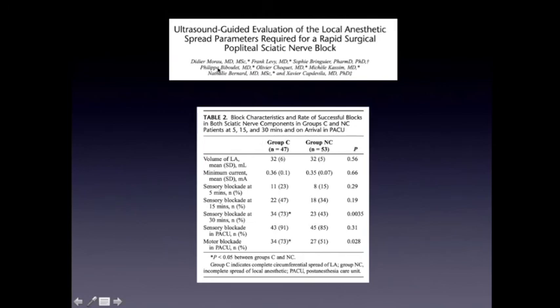Regarding onset, Dr. Moreau and Capdevila in their group did a very interesting study that showed us that if we decide to perform the block at the popliteal level and we deposit the local anesthetic surrounding both terminal branches, we would have a faster onset in comparison to doing it around the nerve as a trunk.